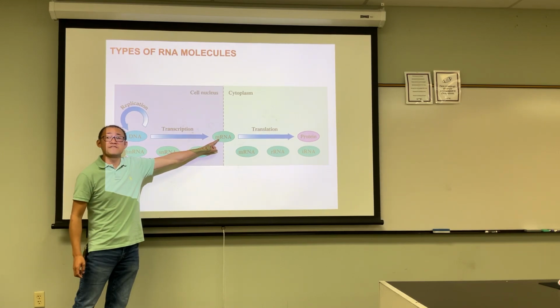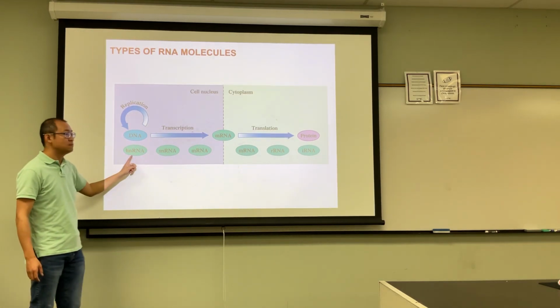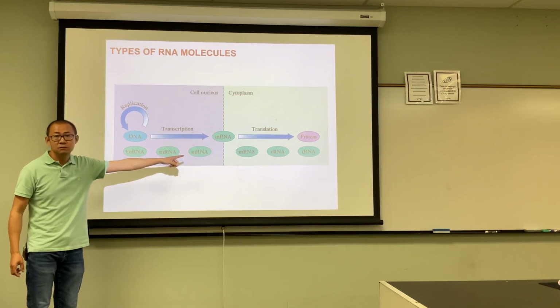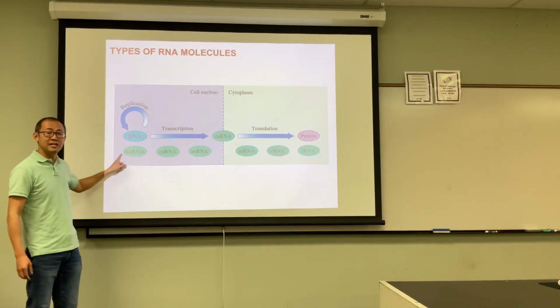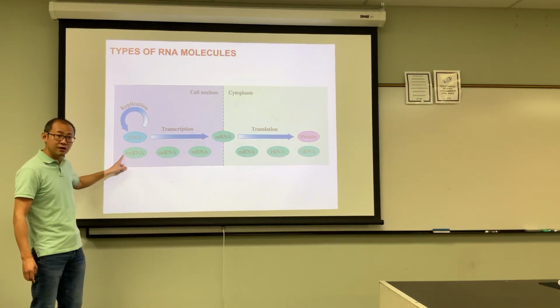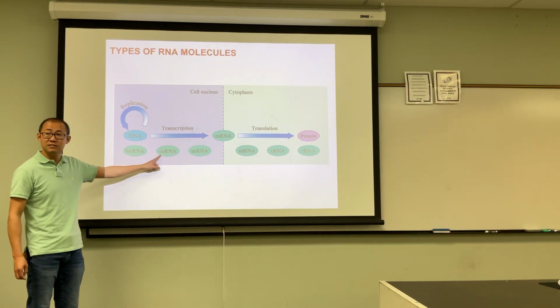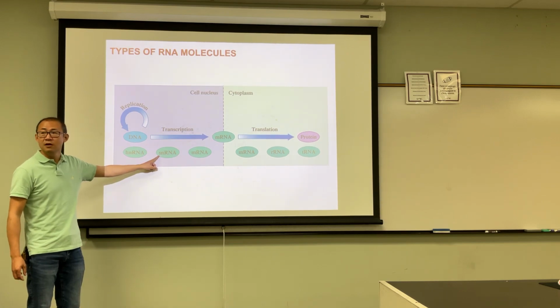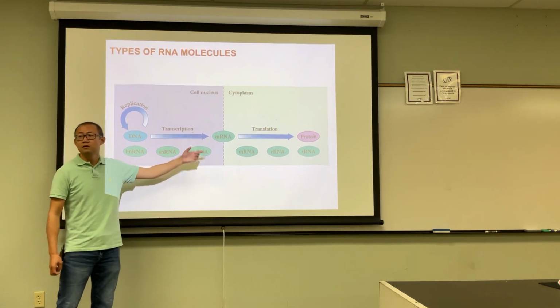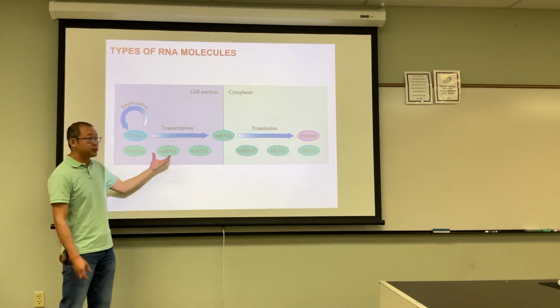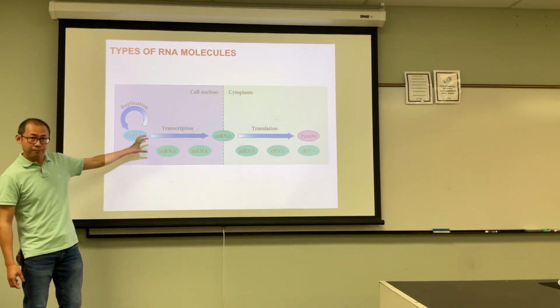And the RNAs involved in the transcription step are these 3 types: hnRNA, snRNA. hn stands for what? Heterogeneous nuclear RNA. snRNA stands for small nuclear RNA. And of course, the final product of transcription is what? Messenger RNA. These are the 3 involved in the transcription process.